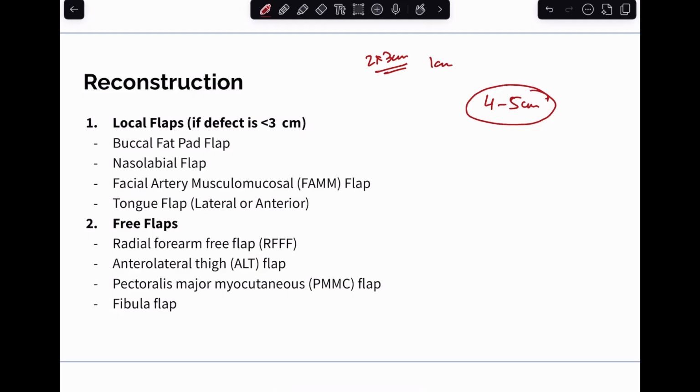So what are our options in case of defects? We can either use local flaps or free flaps based on the size of the defect. If the defect is less than 3 centimeter, we can use local flaps, which can be buccal fat pad flap, nasolabial flap, facial artery musculomucosal flap, and tongue flap, which can be lateral or anterior. Free flaps are radial forearm free flap, anterolateral thigh flap, pectoralis major myocutaneous flap, and fibula flap. So these are all the options of flap that we can use in reconstruction.